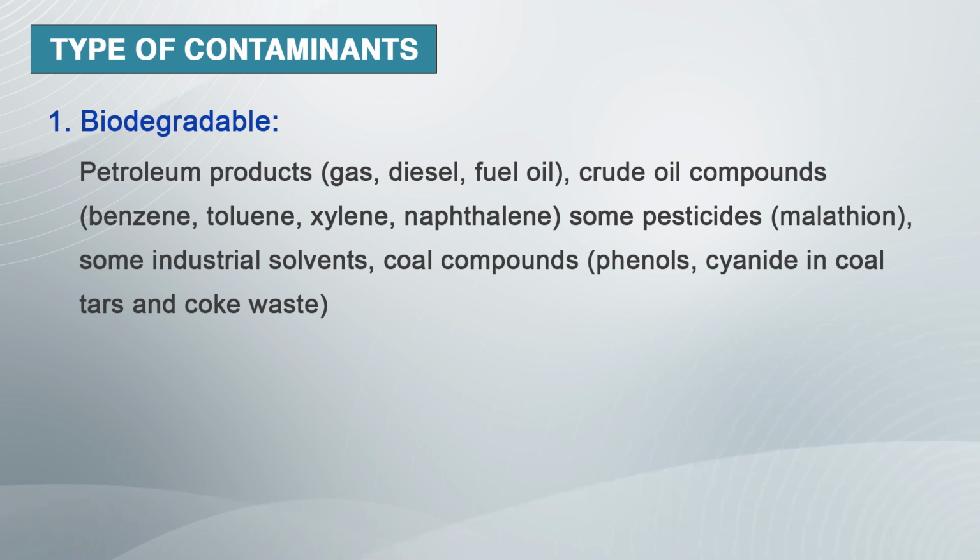Types of contaminants: biodegradable contaminants, partially degradable contaminants and non-degradable contaminants. There are three types of contaminants. Biodegradable contaminants include petroleum products such as gas, diesel, fuel oil, crude oil compounds, benzene, toluene, xylene, some pesticides such as malathion, some industrial solvents, coal compounds, phenol, cyanide and so on.